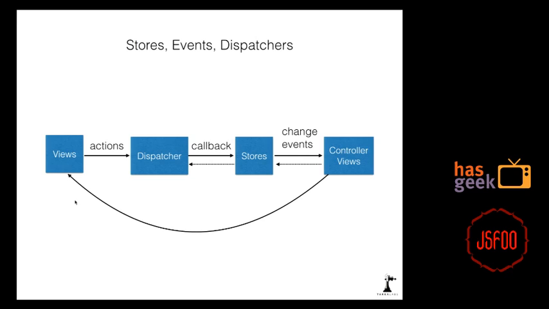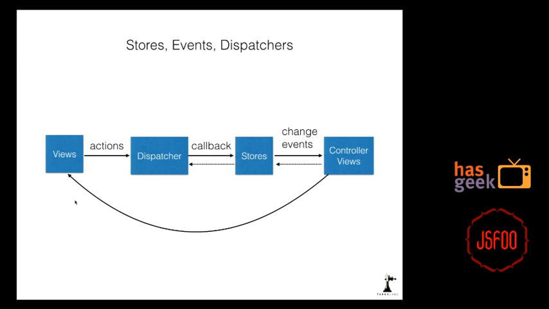And the dispatcher basically will call back the store. It's assumed that the store registers for a callback, actually. And then the store would do whatever it has to do, maybe even make an Ajax call, get something, all those kinds of things. And the store will then emit change events to your controller views.